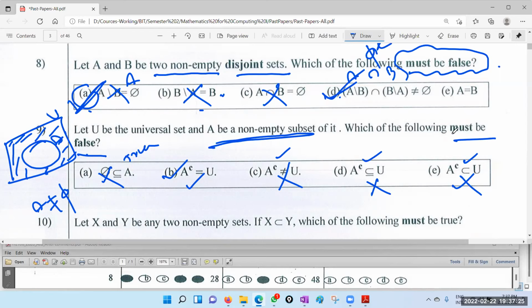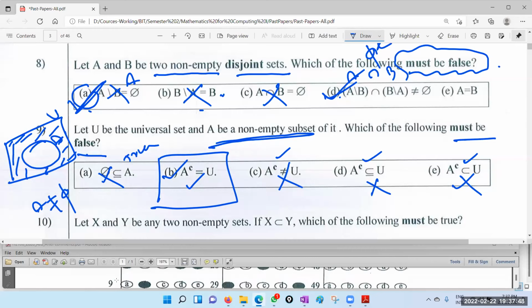So therefore what we need is must be false. This is the one we can filter out for must be false. Let's double check. A complement equal U? No, A complement cannot be U because A is not an empty set. So something must be reduced from U. So definitely B is the answer. Yes, the 9th answer is B.